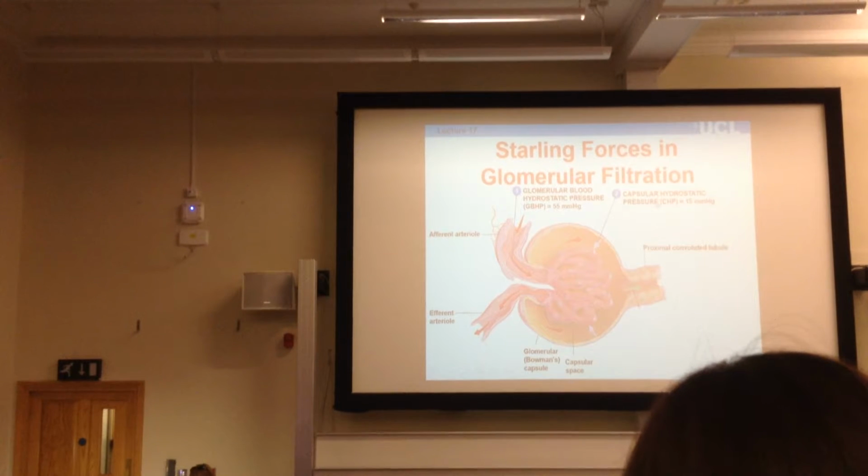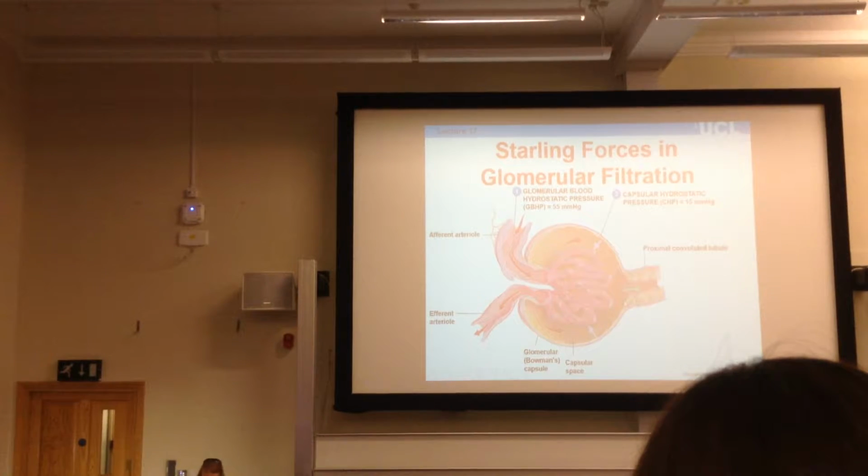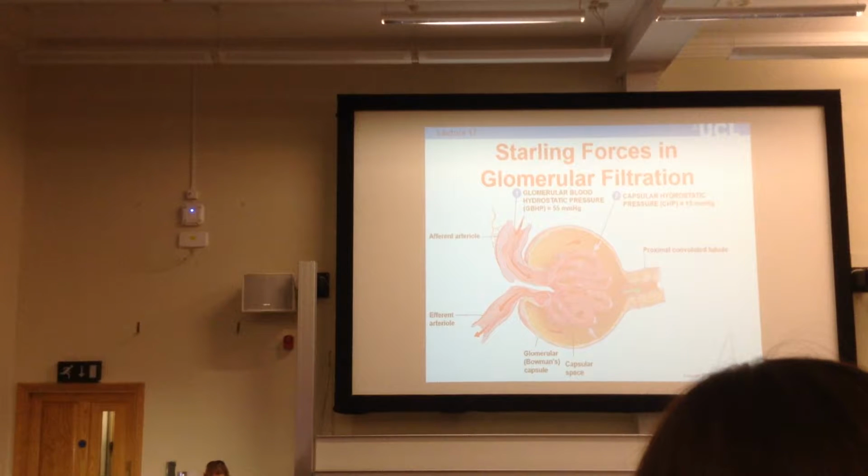We also have this hydrostatic pressure purely from the capsule. Again, as fluid would flow into a space, if there's fluid already there, then it will have a back pressure on the filtration process. So because the Bowman's capsule space, as it's described, is not usually a space, there's usually fluid in there, there is some hydrostatic pressure that will push the fluid back in the other direction.